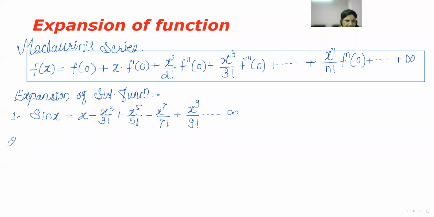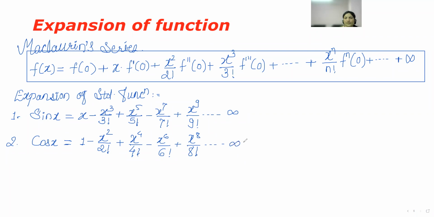Then next, second, cos x. Expansion of cos x: 1 minus x squared by 2 factorial plus x raised to 4 by 4 factorial minus x raised to 6 by 6 factorial plus x raised to 8 by 8 factorial, and so on up to infinity.